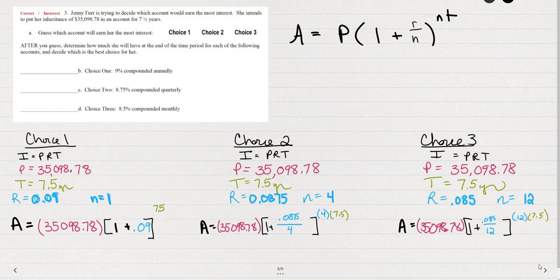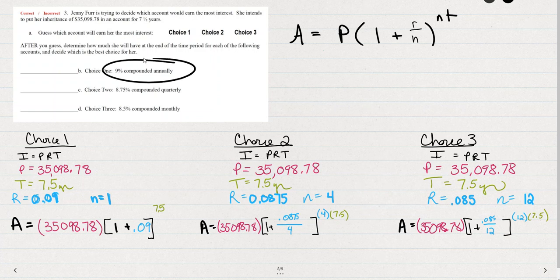This is a good opportunity for you to stop if you haven't already done so and just take a guess. Which of these three, 9%, 8.75%, or 8.5%, seems like it's going to give her the highest return? Of course, just going for the interest rate, the 9% loan pays the highest interest. But the catch is that 9% is compounded annually. What does that mean, compounded annually?